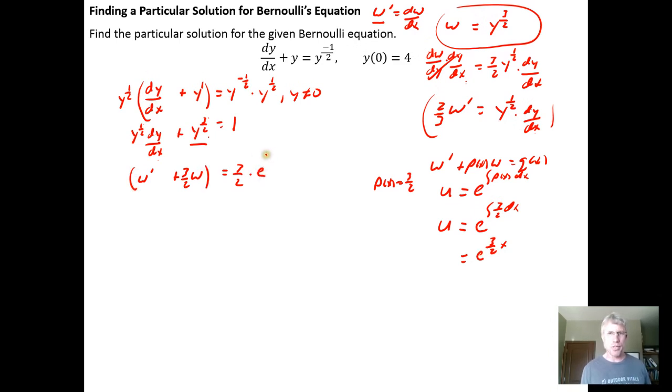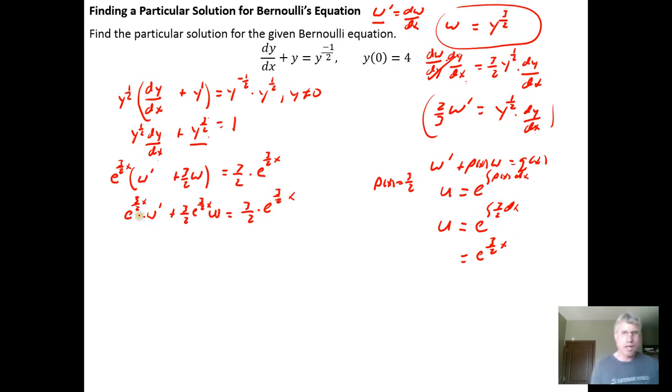So multiply both sides by e to the 3/2 x. And if we distribute, we don't need to do this, but if we distribute the e to the 3/2 x into the parentheses, we get e to the 3/2 x times w prime plus 3/2 times e to the 3/2 x times the w equaling the 3/2 times e to the 3/2 x.